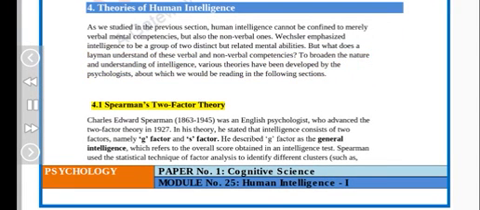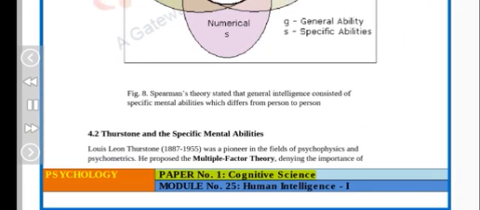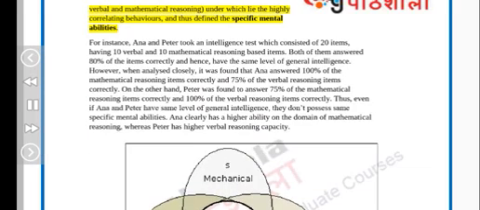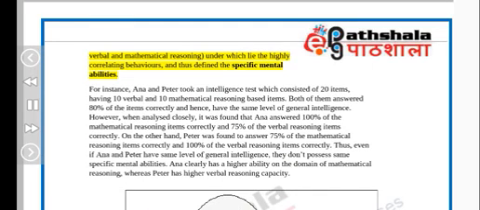4.1 Spearman's two-factor theory. Charles Edward Spearman (1863–1945) was an English psychologist who advanced the two-factor theory in 1927. In his theory, he stated that intelligence consists of two factors, namely, G factor and S factor. He described G factor as the general intelligence, which refers to the overall score obtained in an intelligence test. Spearman used the statistical technique of factor analysis to identify different clusters, such as verbal and mathematical reasoning, under which lie the highly correlating behaviors, and thus define the specific mental abilities.